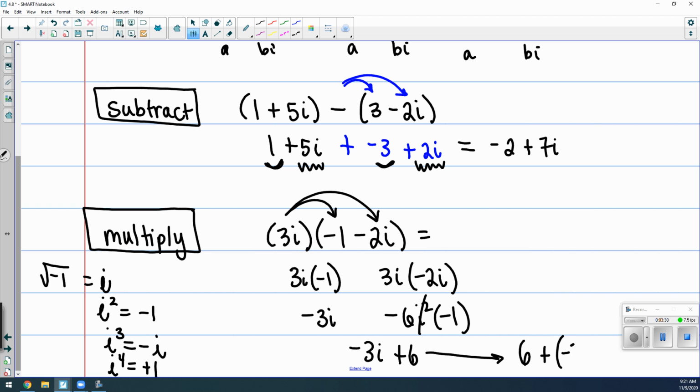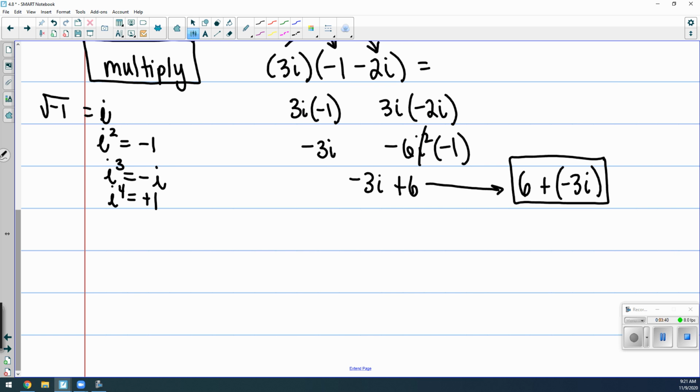What I want you to do is rewrite this as a complex number. With a complex number, the real part goes first and the i part goes second. Now, could you have written this 6 minus 3i? Absolutely. It means the same thing. Those are both the same number. And then let's do one more.